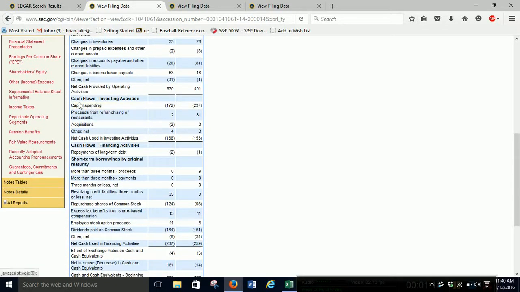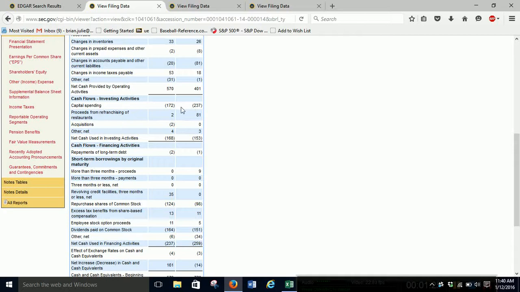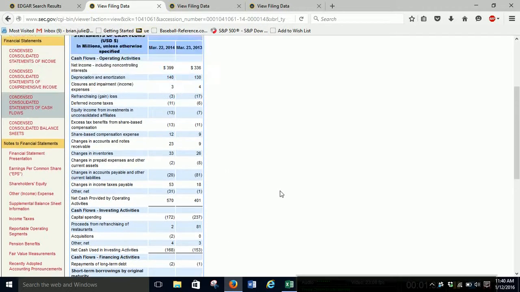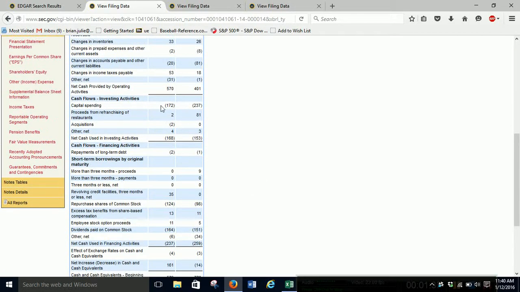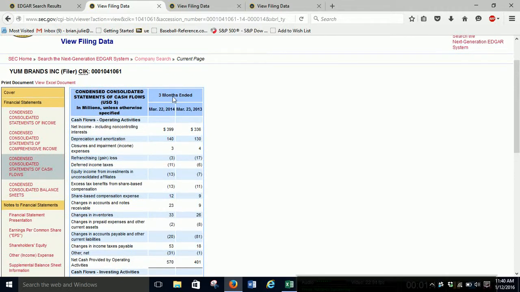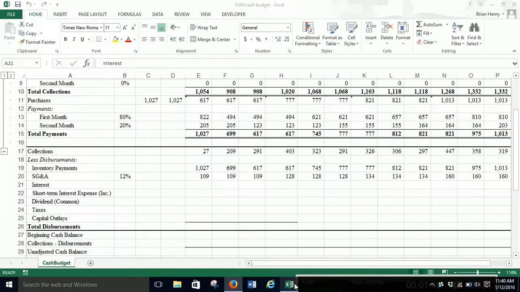But if we go down here, capital expenditures. This can be for a company a very, very big line. It doesn't look like a huge piece for Yum, but we're still talking about $172 million, so it's not nothing either. This is quarter 1, 3 months ended in March of 2014. So they spent $172 million in capital expenditures in the first quarter, and it's probably spread out over all 3 months in some form or fashion. Again, we'll just divide by 3. This won't be perfect, but it'll be good enough.